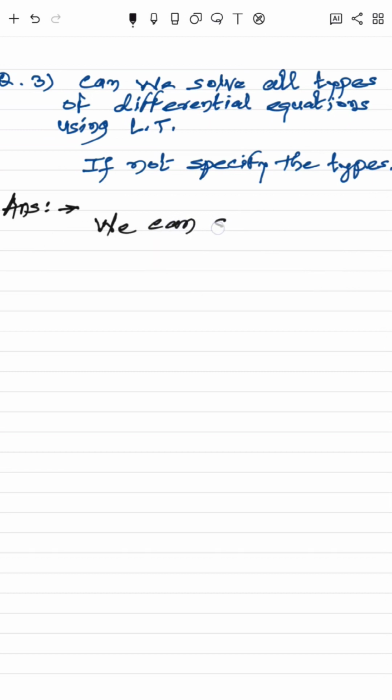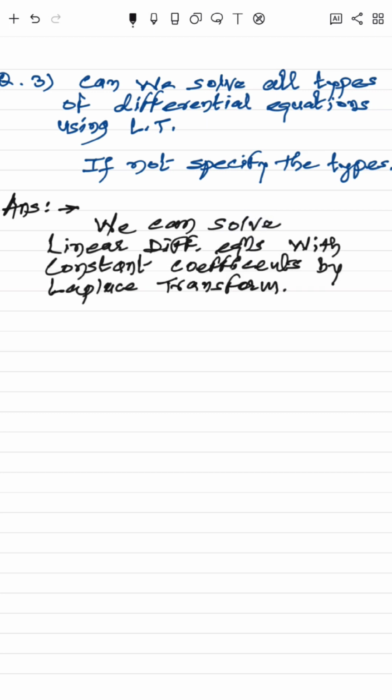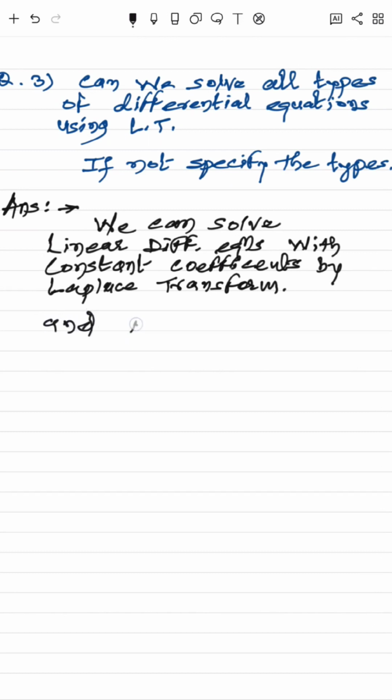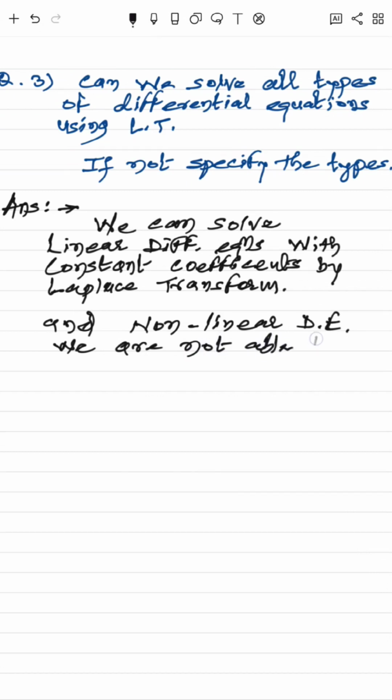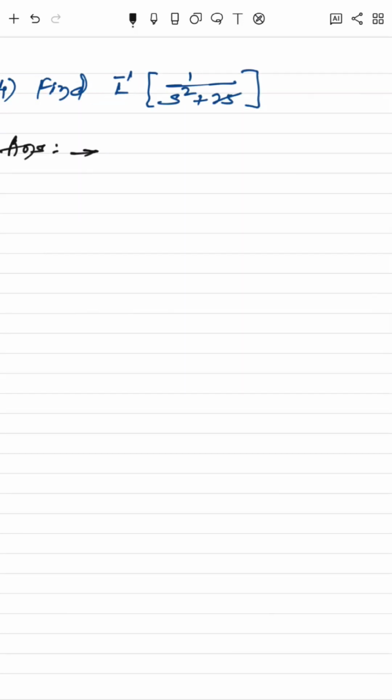We can solve. This is the type of differential equation which we can solve by Laplace transform. And non-linear differential equations we are not able to solve by Laplace transform technique.